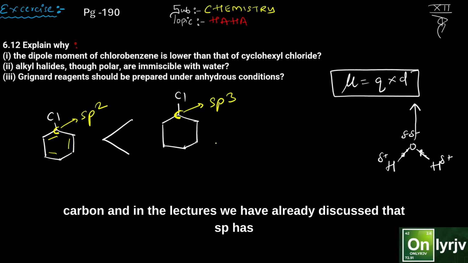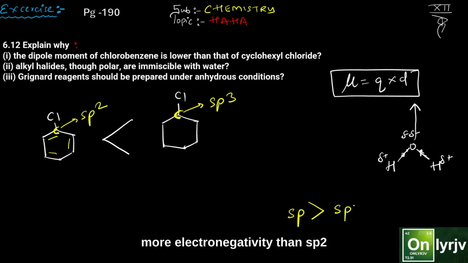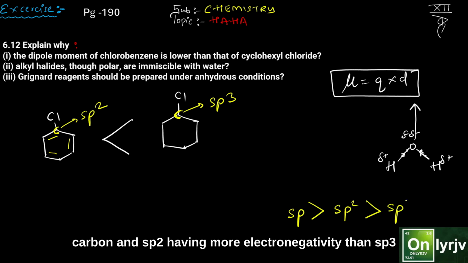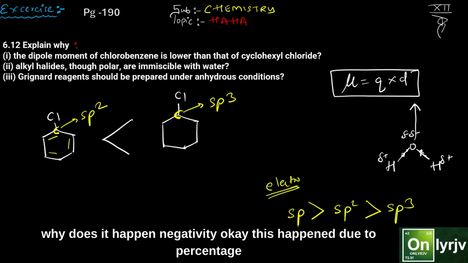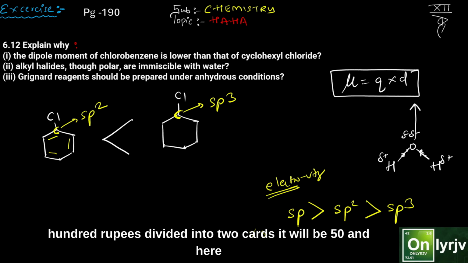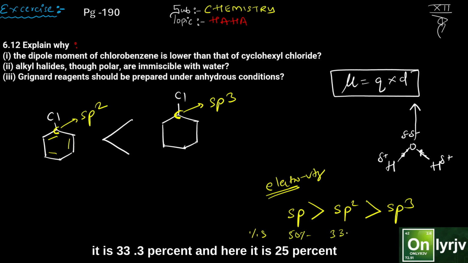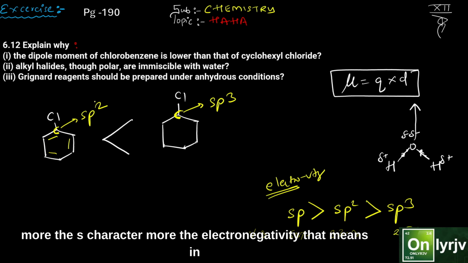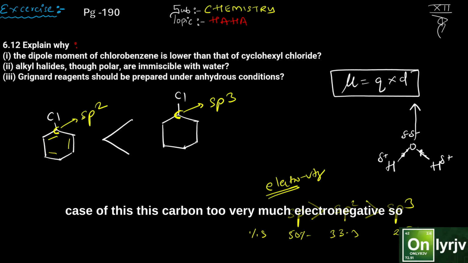In the lectures we have already discussed that sp has more electronegativity than sp2 carbon, and sp2 has more electronegativity than sp3. Why does it happen? This happens due to the percentage of s character. If you see the percentage of s character in sp, it is like dividing 100 rupees into two parts, so it will be 50%, and here it is 33.3%, and here it is 25%. The more the s character, the more the electronegativity. That means this carbon is very much electronegative.